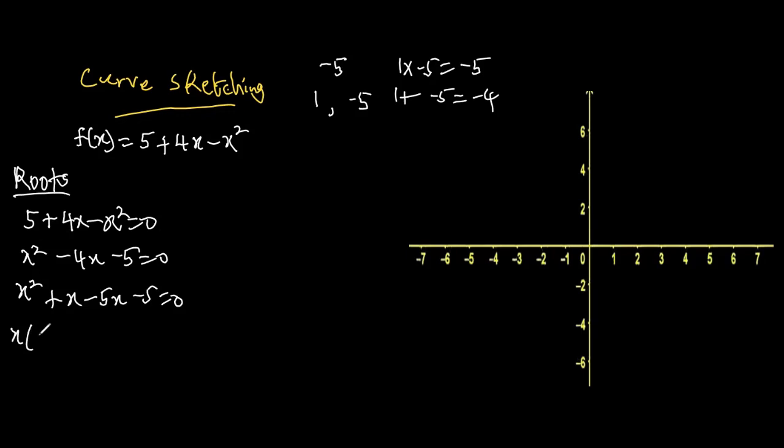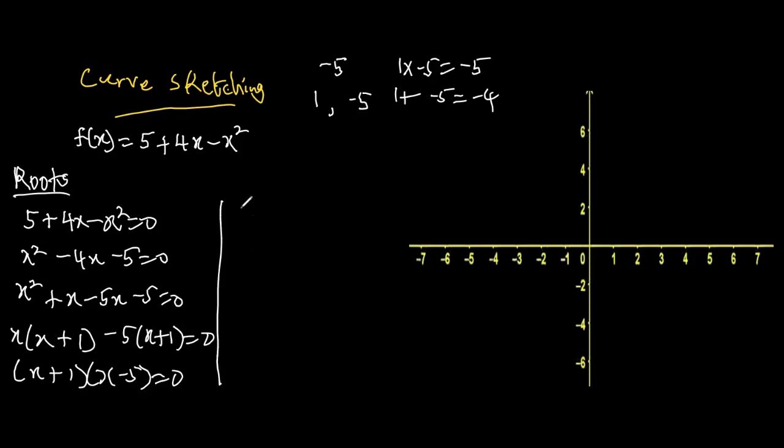We have x into x plus 1 minus 5 into x plus 1 equals 0. We have x plus 1, x minus 5 equals 0. Here you have x plus 1 equals 0, or x minus 5 equals 0. So x is minus 1 or x is 5. Now we've been able to get the roots.